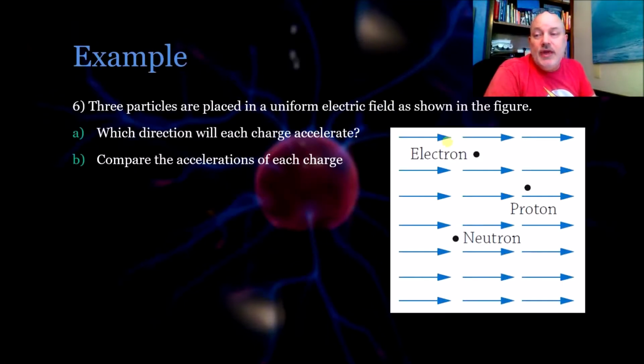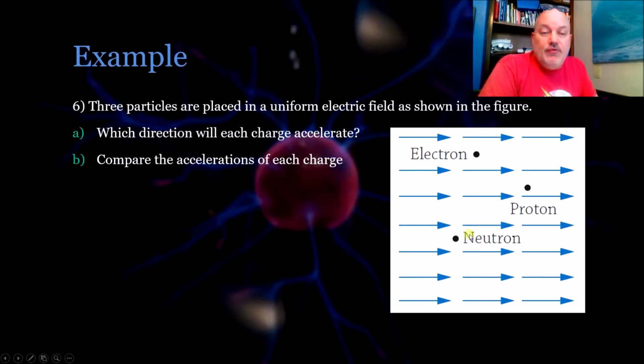Let's look at some examples. So we have three particles placed in a uniform electric field as shown in the figure right here. Hey, this must have been produced by a capacitor because there is a uniform electric field, so there must be a positive plate over here on the left and a negative plate here on the right. Which direction will each charge accelerate?